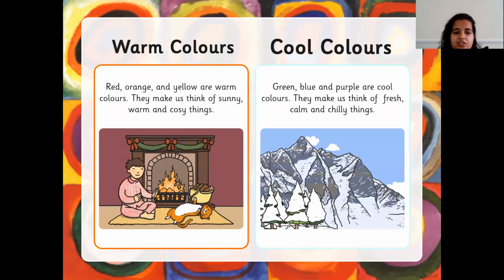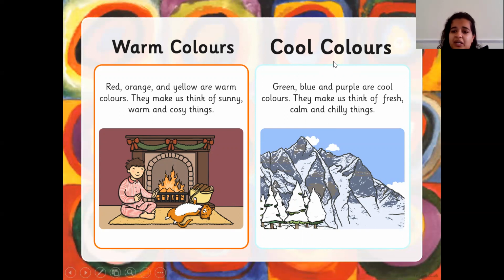You've also got your warm colors and your cool colors. You've got red, orange, and yellow, which are your warm colors. These make you think of sunny, warm, and cozy things. That's why they're called warm colors, as you can see over here. You've got some red, some orange. Orange reminds you of fire, yellow of the sun. It makes you think of sunny, warm, and cozy things.